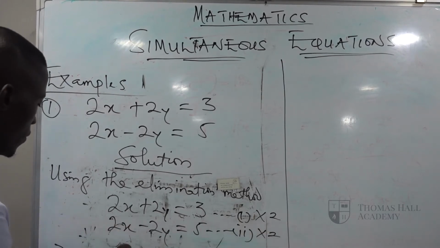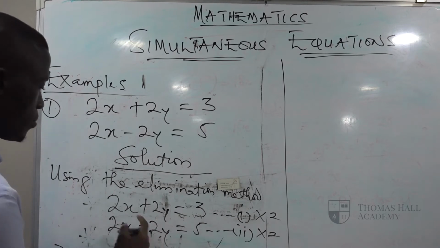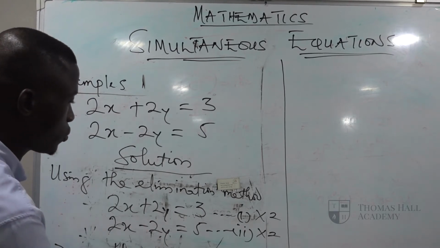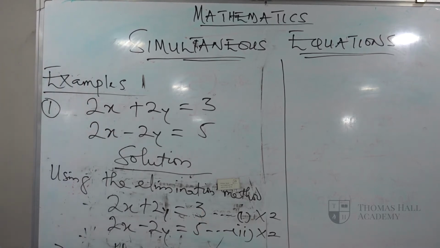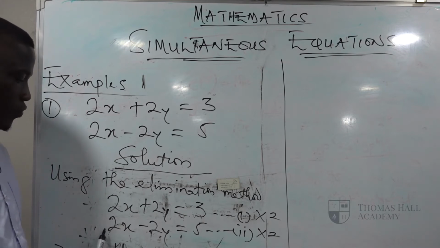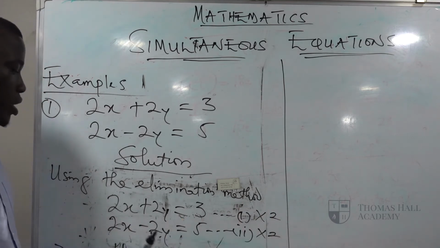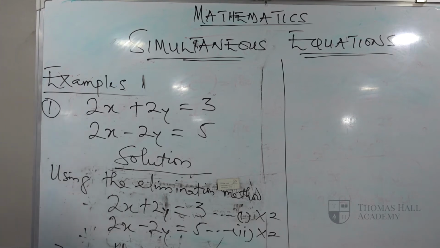2 times 2x gives 4x plus 2 times 2y plus 4y equals 2 times 3 gives us 6. Don't forget, we are using the coefficient of what we have in equation 2, the first thing we have in equation 2, to multiply everything in equation 1. And then we are also using the coefficient of what we have here to multiply everything in equation 2.